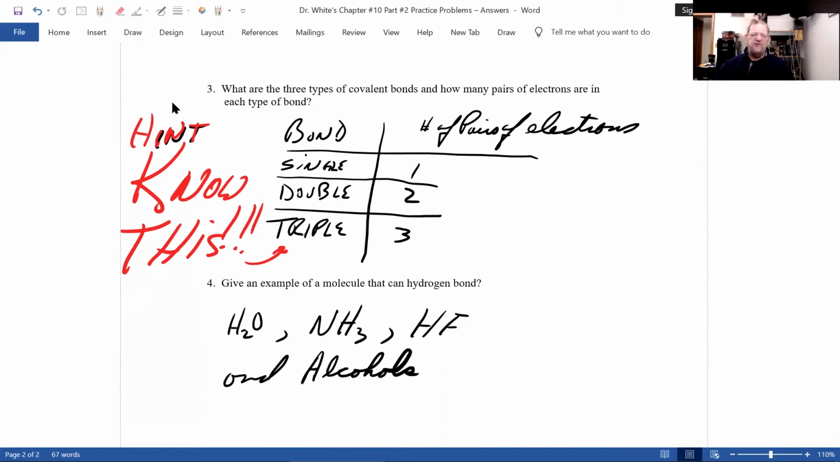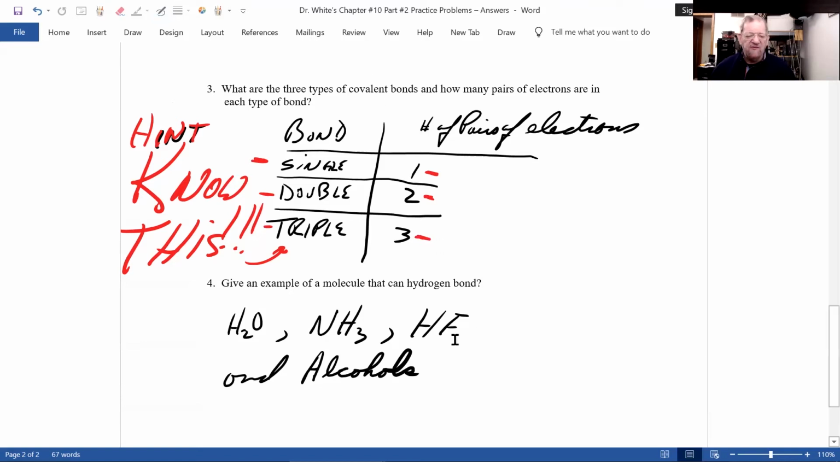You should know the 3 types of covalent bonds. You should know how many pairs of electrons each bond has. Single bond, 1 pair. Double bond, 2 pair. Triple bond, 3 pair. So that's that.